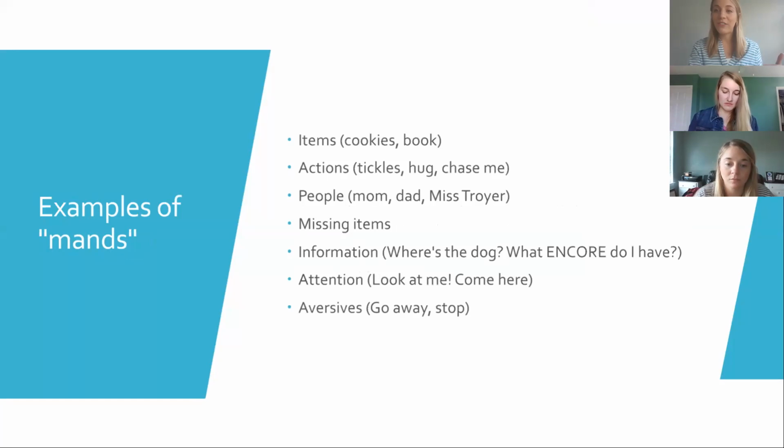So there's lots of different examples of mands. And I think that we often think of it this way with items and actions. So we think about items, a cookie, books, actions, tickles, hug, chase me, all those fun things. It's also people, mom, dad, Miss Troyer was my favorite example. But it also is things like missing items. So we'll talk a lot more about how that looks, but that could be something from a routine, like, you know, you're going to brush your teeth and your toothbrush isn't there. So then you'd say toothbrush because you need that in order to complete something.